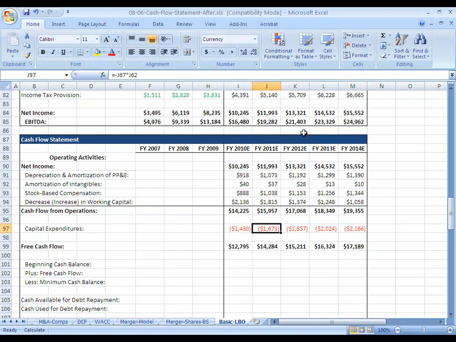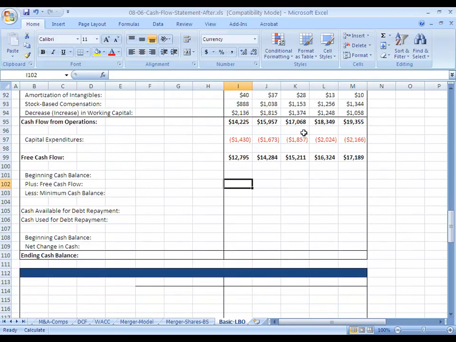So now we have all these formulas in place. If you go back and compare this to Apple's three-statement model, you'll see that it's pretty much the same because most of these numbers are still the same. Net income will be off by a bit because we are not yet factoring in interest income and interest expense in our model here for the LBO.